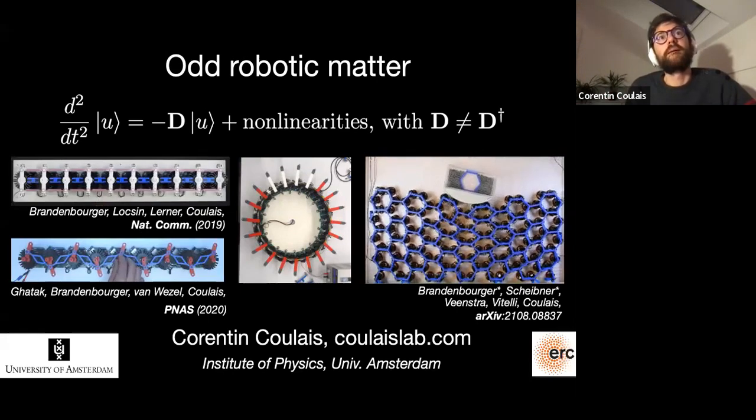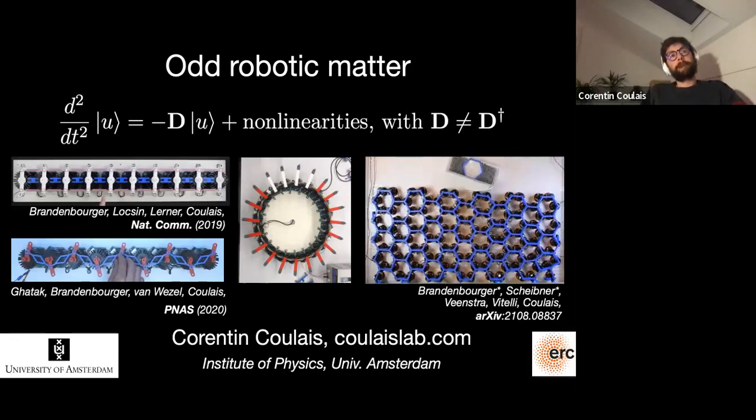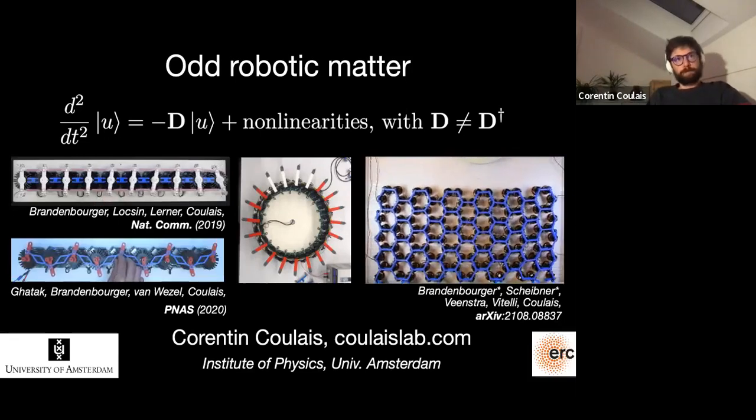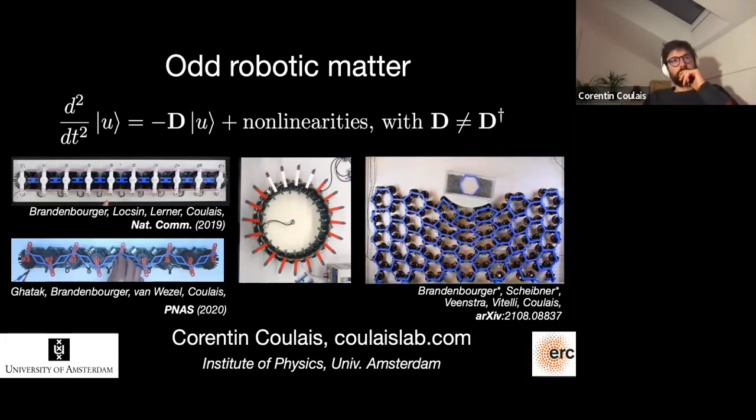No, I mean, it's basically you squeeze the material with some kind of time modulation. Yeah. But you have to do this. This violates equilibrium. Yes, sure.